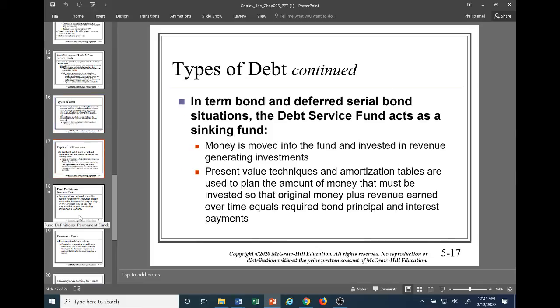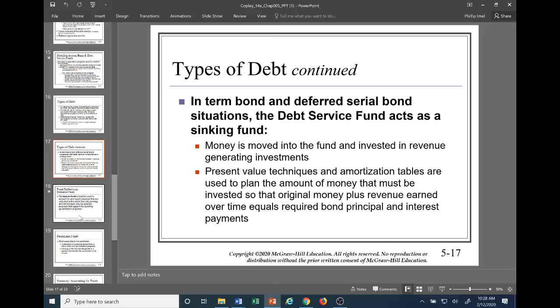Okay, in term bond and deferred serial bond situations, the debt service fund acts as a sinking fund. Once again, a sinking fund. Remember we talked about it. It's just a fund we set up with the trustee, pretty much, right? And you put money in it to retire the debt. You're just accounting for it. It's like putting something in escrow, or encumbering it, however you want to think of it. But that's pretty much what a sinking fund is. You're just earmarking this money to retire that debt or call it back.